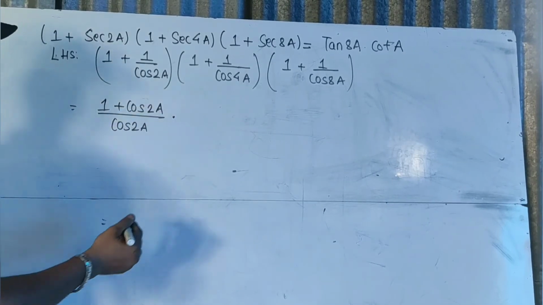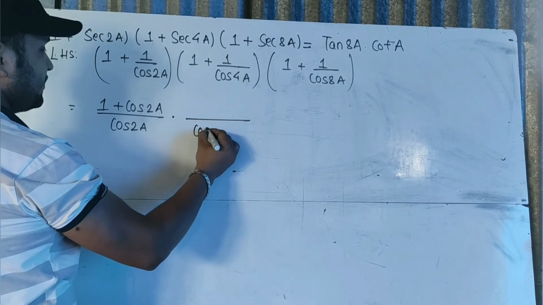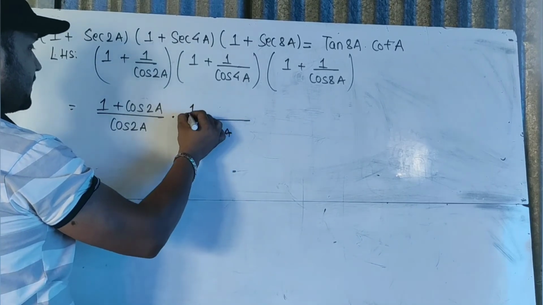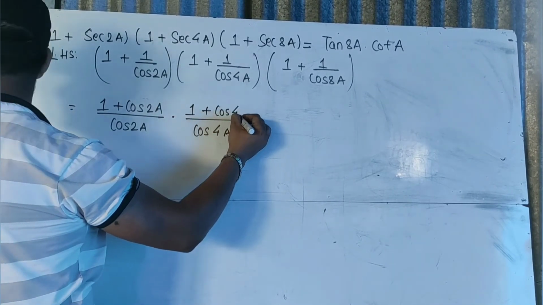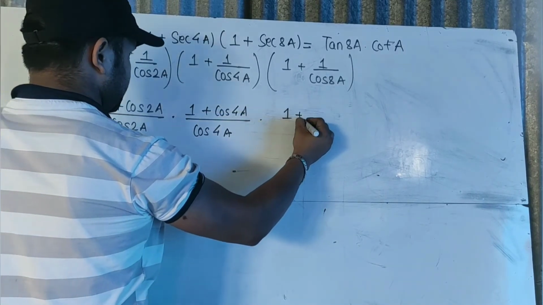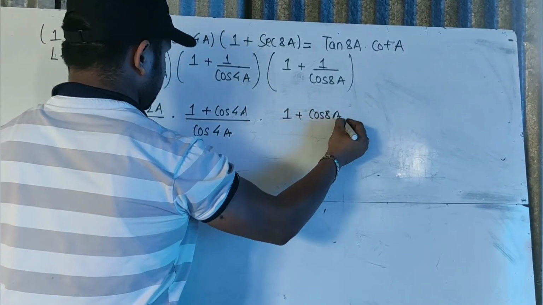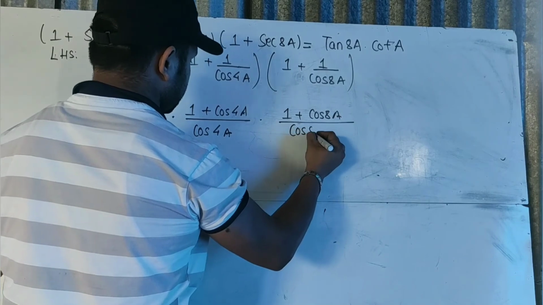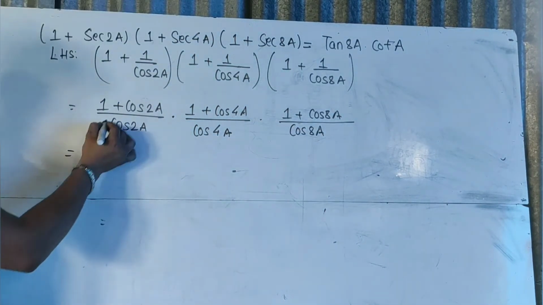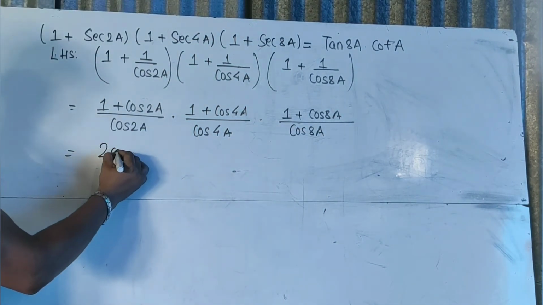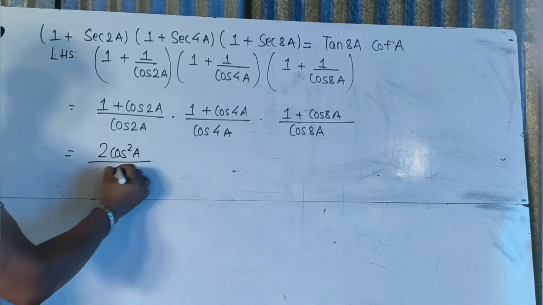You must be perfect in taking the LCM. I cannot teach you simultaneously how to take LCM as well. So 1 plus cos 4a, again 1 plus cos 8a by cos 8a. Now we know the formula 1 plus cos 2a is 2 cos square a by cos 2a.